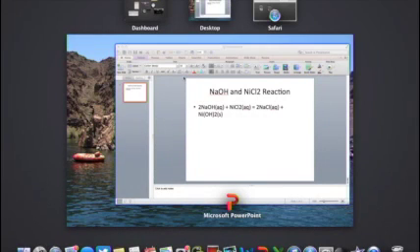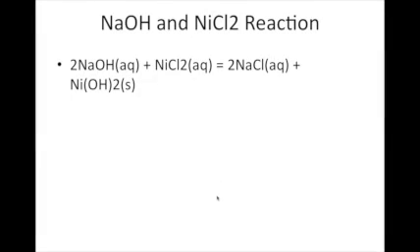And as you can see, a precipitate forms at the bottom of the beaker. And that's a sign that there's an insoluble compound formed by the reaction. Here's our reaction written out in equation form, and the products came out to be sodium chloride and nickel hydroxide. Sodium chloride is soluble in water, making it aqueous, and nickel hydroxide is the precipitate in the beaker because it is insoluble in water.